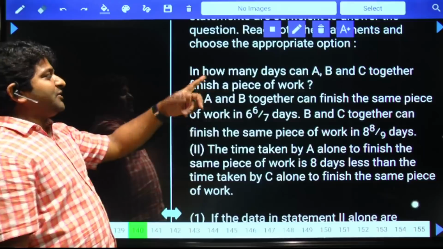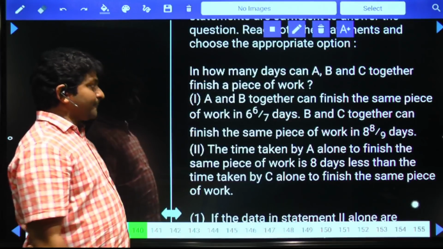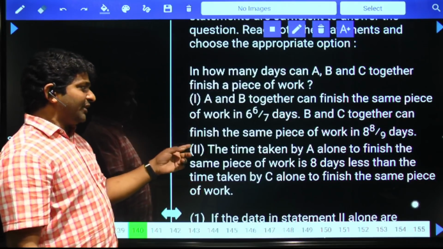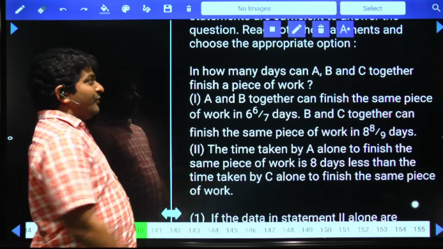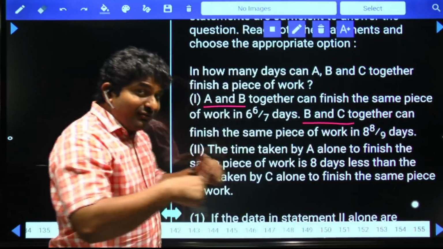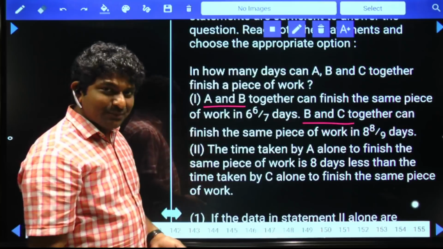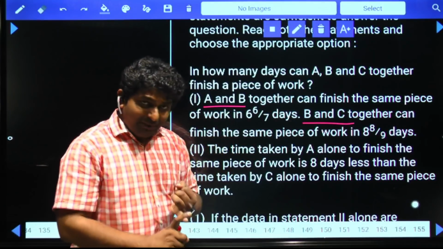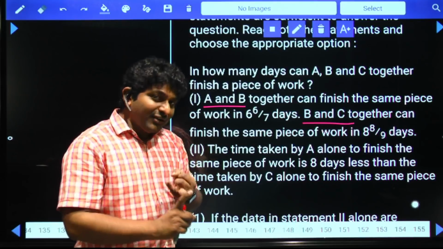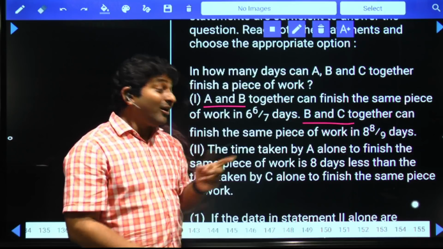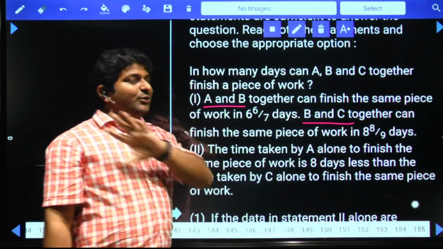In how many days can A, B, C together finish a piece of work? A, B can finish the work in 6 by 7 days. B, C together can do it in 8 by 9 days. We have A, B together, B, C together. Along with this, we need something else also. Along with this, if you have A alone can do it in how many days? Or B alone can do it in how many days? Or C alone can do it in how many days? Or A and C together can do it in how many days?